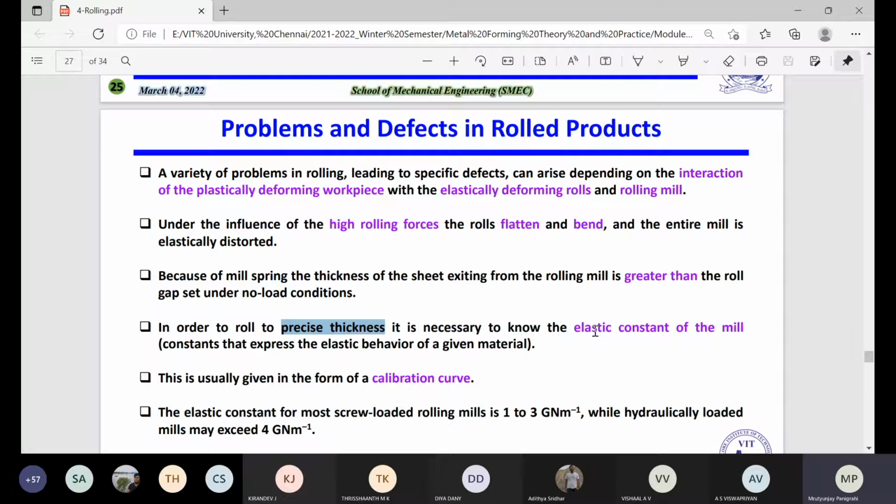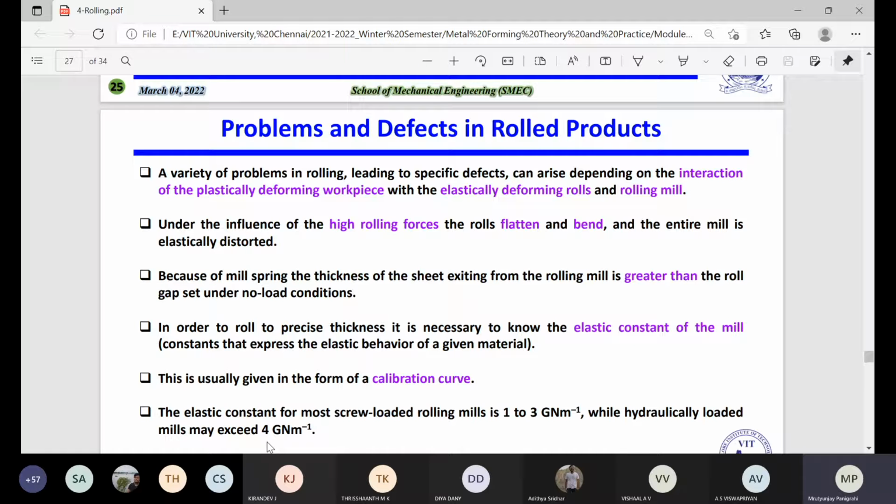And this is usually whatever the elastic constant of the mill. If you want to find out, we are not deriving it here, but normally you use the calibration law. For example, somewhere in a company setup, they have some calibration curve, so that is already derived. From that only you have to find out the elastic constant of the mill.